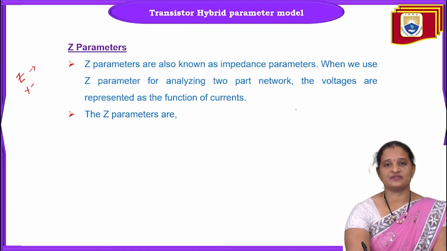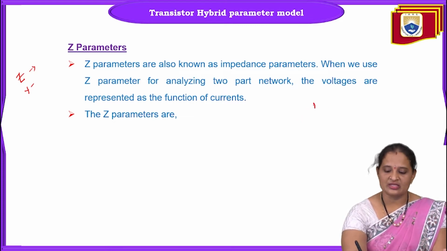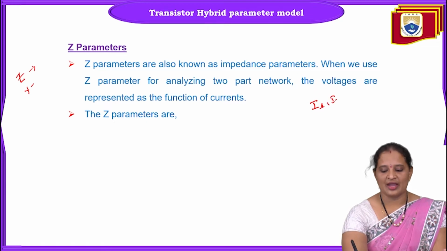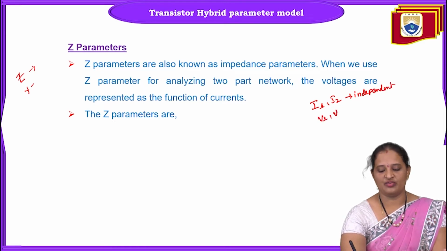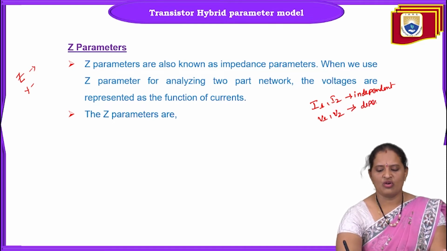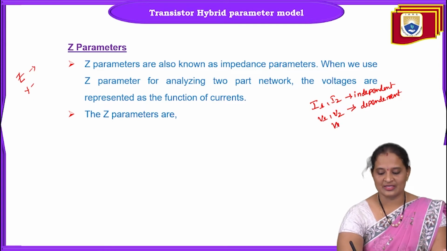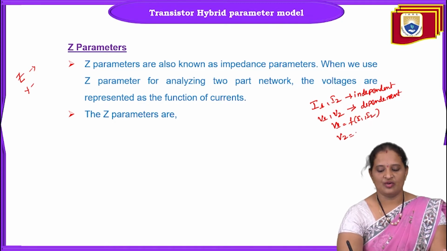So here, in case of Z parameters, the voltages are represented as a function of currents. That means the currents I1 and I2 are considered as independent parameters, where V1 and V2, that is the input voltage and output voltage, are dependent variables which depend on the currents. So I can express V1 as a function of I1 comma I2, and similarly V2 is also a function of I1 comma I2.